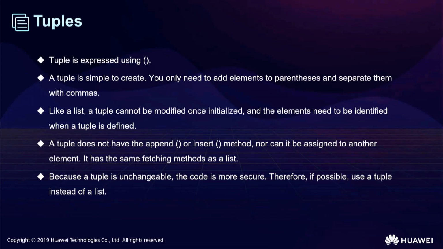In Python, tuples are similar to lists, except that the elements of a tuple can't be modified. A tuple is easy to create, just by adding elements in parentheses and separating them with commas. So tuples use parentheses while lists use square brackets. Because a tuple is unchangeable, the code is more secure, and therefore, if possible, use a tuple instead of a list because it is very safe to store our data.